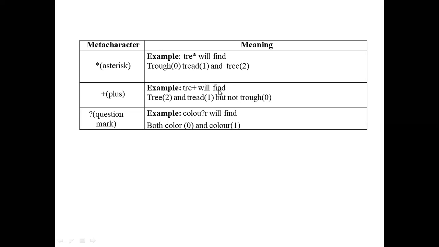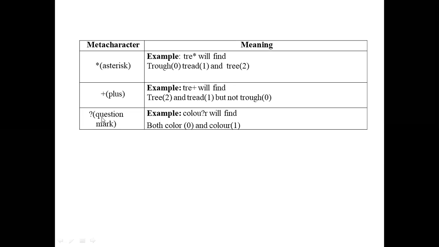Here it matches the preceding character only one or more times. The preceding character is the character before the plus, that is E. So there are only one E or more E's. It does not match 0 E's after TR, so it does not match the string TROGH.